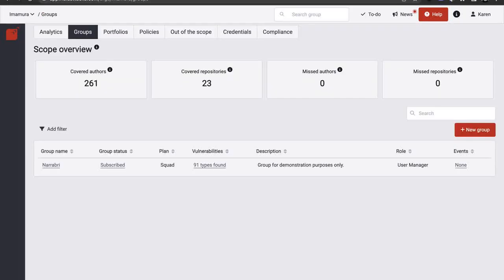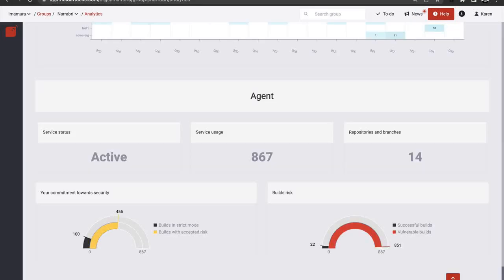If you explore the analytics section of one of your groups and you have our DevSecOps agent enabled, you'll see relevant information at the bottom, like if the agent is active or inactive, how many times your team has used it to check for vulnerabilities, and the number of your repositories and branches on which it has been executed. You can also learn the number of times you have deployed your build with strict mode enabled, preventing risky code from passing, and how many with it disabled, as well as how many times our agent has broken the build compared to your number of successful builds.